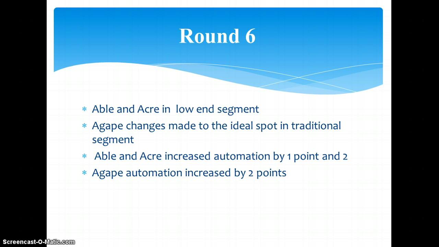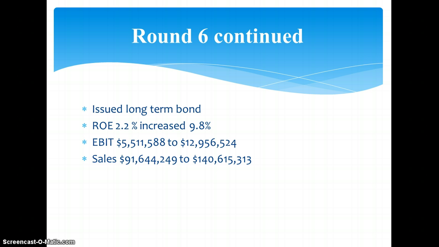in the low end to become a market share leader. We made changes to the Agape product to the ideal spot for the traditional segment. We also increased Able and Acre automation by 1 point and increased the automation for Agape by 2 points, and we did this to decrease the labor cost. To pay for the new automation adjustments, we issued a long-term bond.